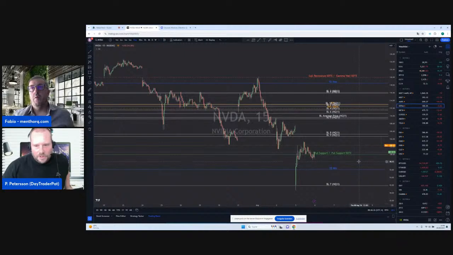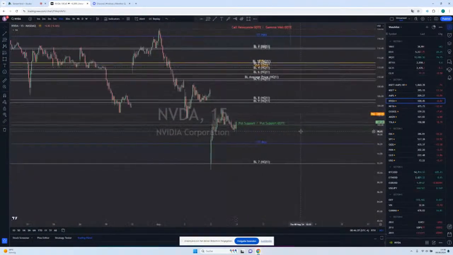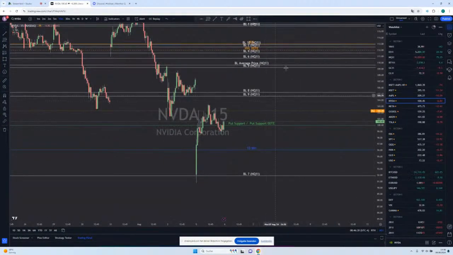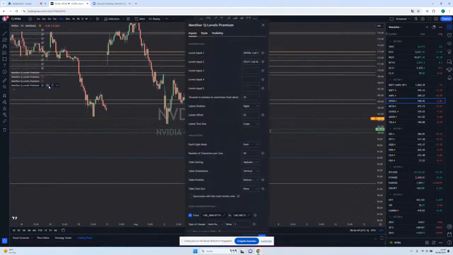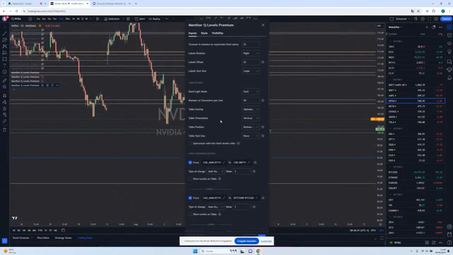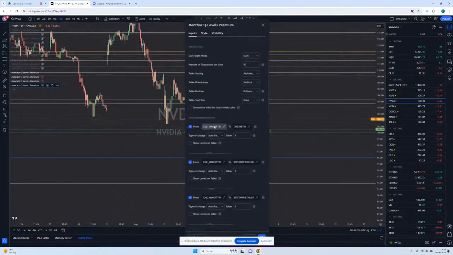The same stuff as yesterday. Luckily, we also have the levels from yesterday, the blind spot levels and the NVIDIA levels. Why do I say we have the blind spot levels from yesterday? What I was technically doing was using our Mentor Q levels premium indicator, where we have the option to convert everything we want.